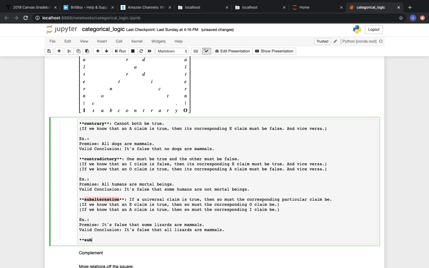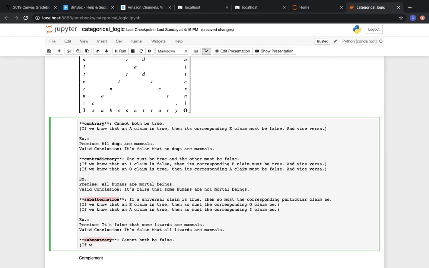And finally, there's the relation of subcontrary. And this one is fairly straightforward. The rule corresponding to this relation is simply that they cannot both be false. Okay? And so in particular, if we know that an I claim is false, then its corresponding O claim must be true, and vice versa.